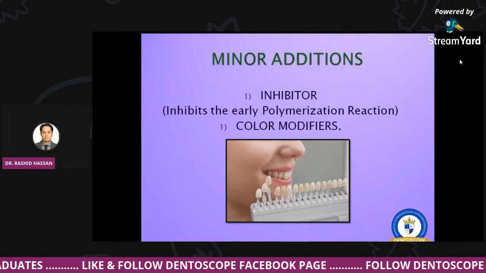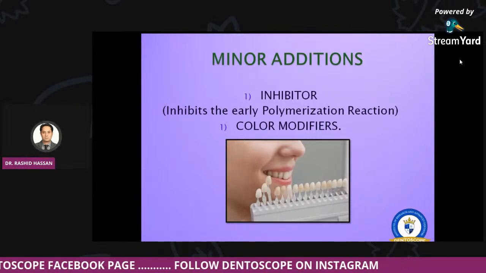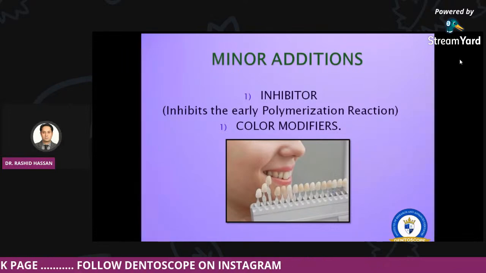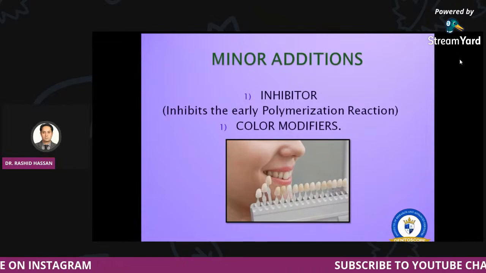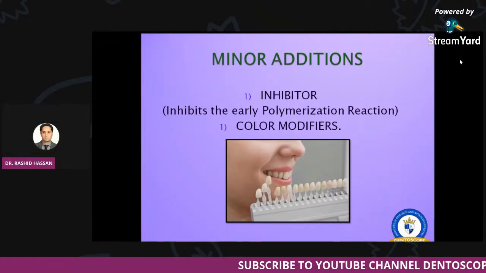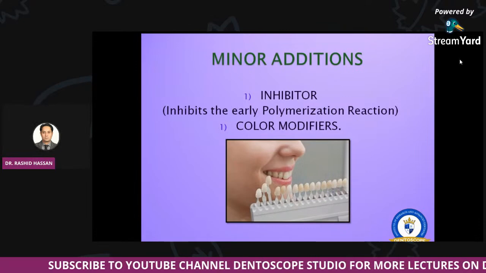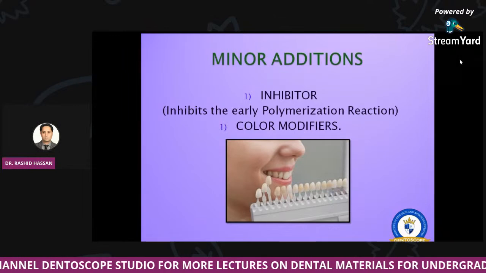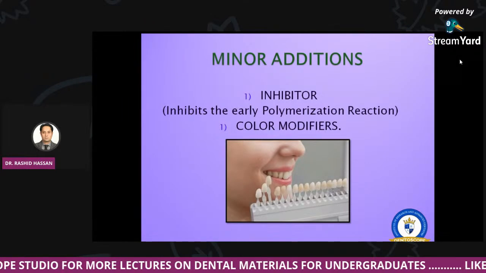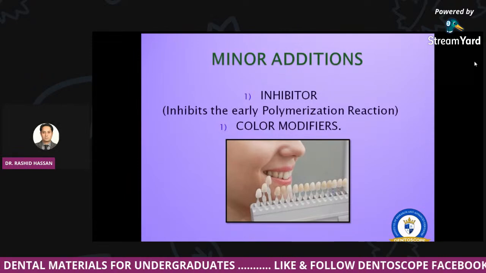So, okay, coming to the minor additions, well, inhibitors are used to inhibit the polymerization reaction so that we can easily control the working time. And then there are color modifiers which are added so that we can get an aesthetic restorative appearance to match exactly with the tooth structure, either adjacent or the same tooth structure. So that's why the color modifiers are added.